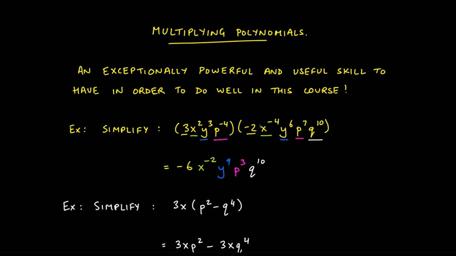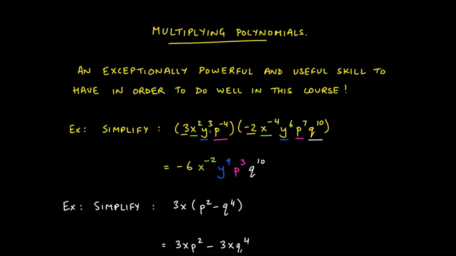So I have 3 and a negative 2, so I underline those two because those are quote-unquote like terms here. So 3 times negative 2 gives me negative 6. And then I have an x squared and an x to the negative 4th. And this is where you have to remember the rules very, very specifically.